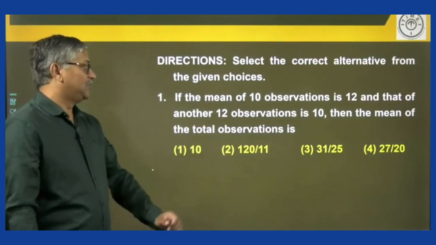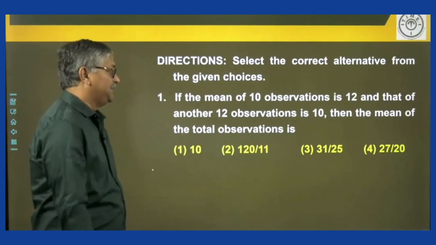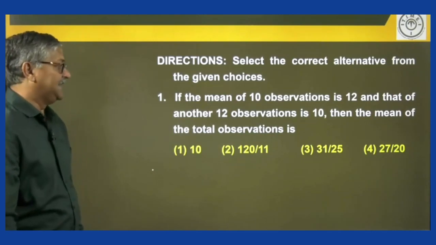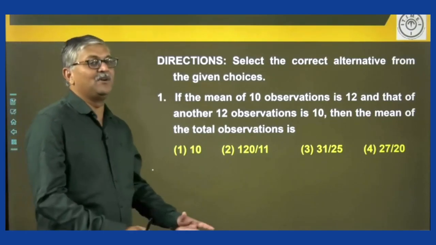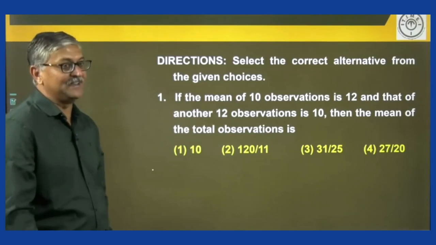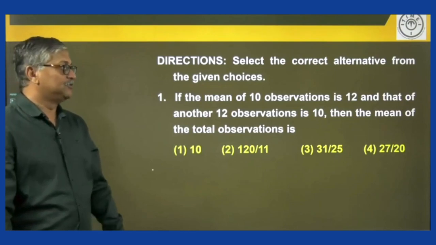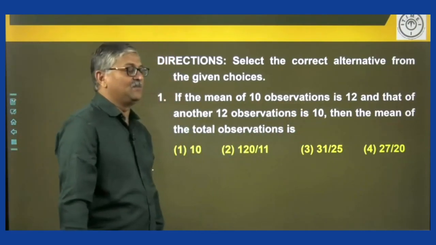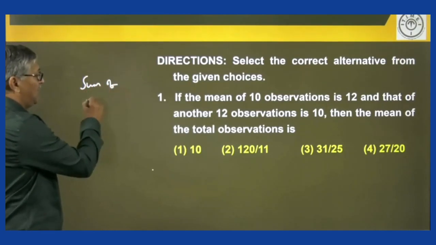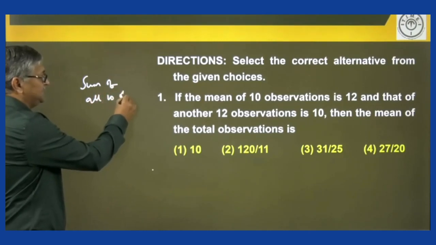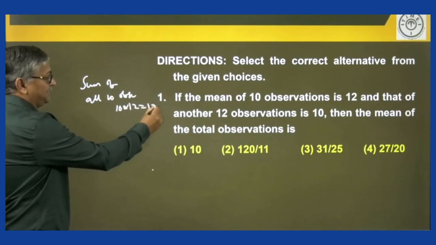Look, this is the problem. The mean of 10 observations is 12, and another set of 12 observations has mean 10. What is the mean of the total observations? We know that mean is the sum of all observations divided by the total number of observations. So the mean of the 10 observations is 12. What is the sum of all 10 observations? It is simply 10 into 12, that is 120.